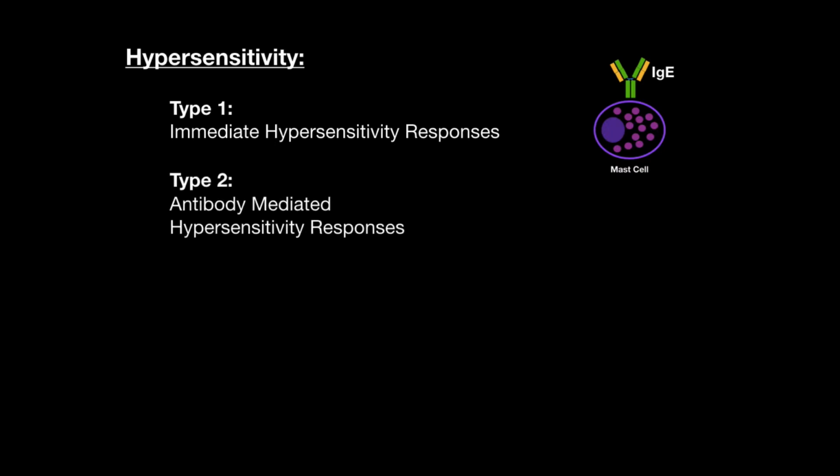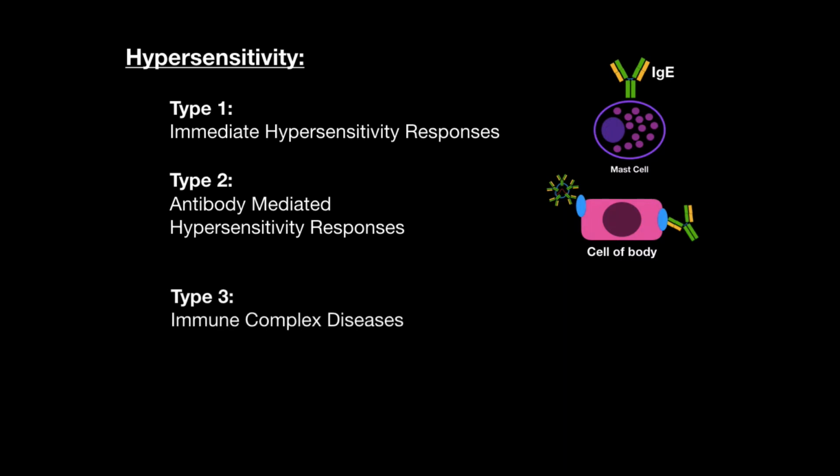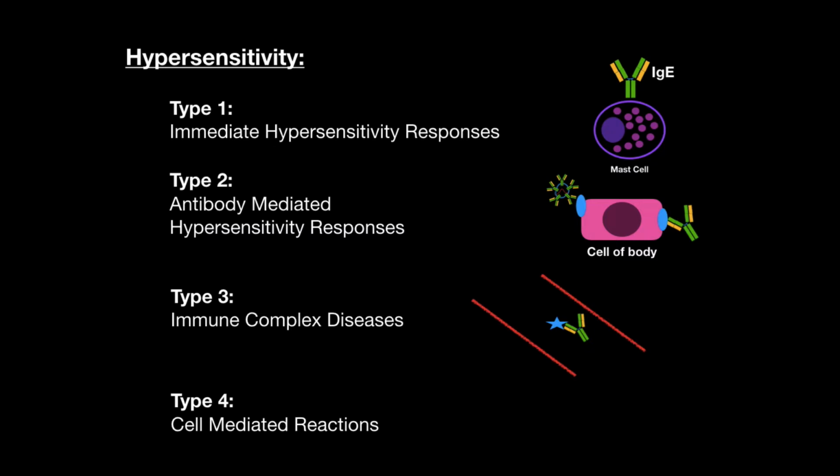Type 2 was called antibody-mediated hypersensitivity responses, and that occurs when IgM or IgG antibodies are produced against surface antigens on the cells of the body. Type 3 is immune complex diseases, and that involves formation of immune complexes in the circulation. And then the last one is type 4, called cell-mediated reactions, where T cytotoxic cells and T helper cell 1 are the main cause of that. So now let's start with type 1 and then work our way down from there.